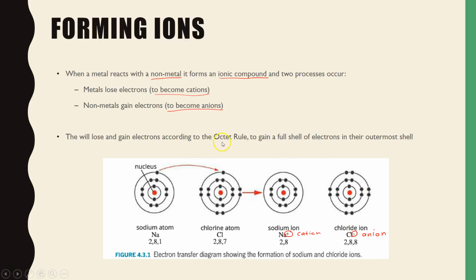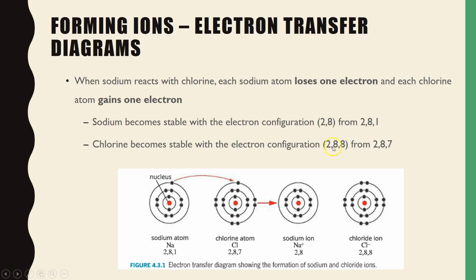They'll lose and gain their electrons according to the octet rule, where they always want to have a full outer shell. So here we have the formation of ions by electron transfer and how this works out the charges we have. When sodium reacts with chlorine, it'll lose an electron, and chlorine will gain an electron. Sodium is more stable, having lost that one electron on the outer shell to become 2,8. Chlorine is more stable, having gained that electron on the outer shell to become from 2,8,7 to 2,8,8.